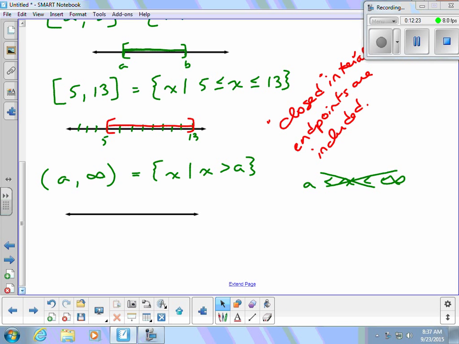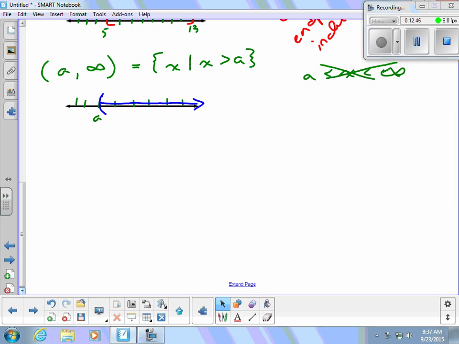On a number line, we will have the value a, and to show that interval, because a has a round bracket here, we put a round bracket, and we draw an arrow to the right, showing that it's all the values to the right or greater than a.